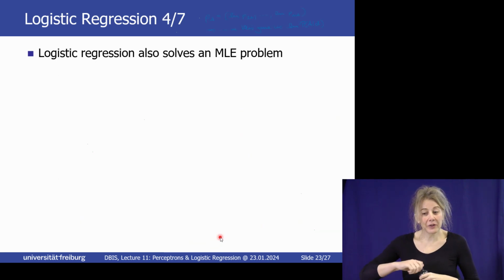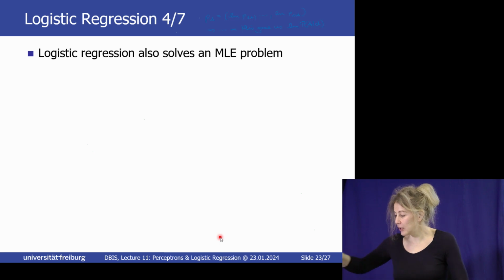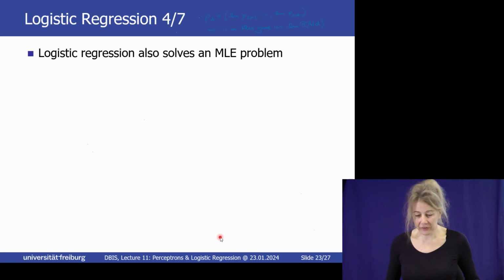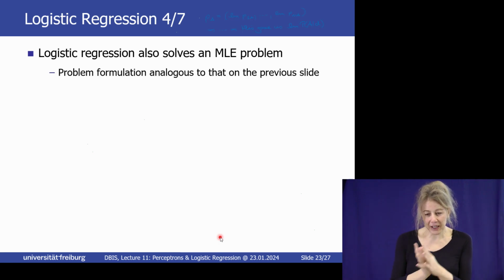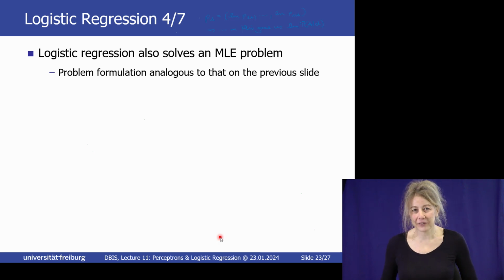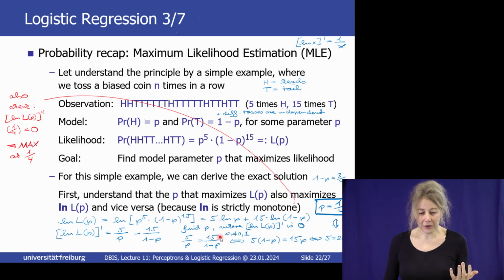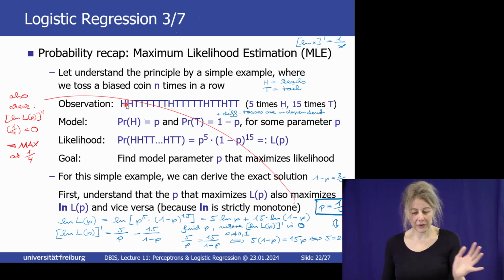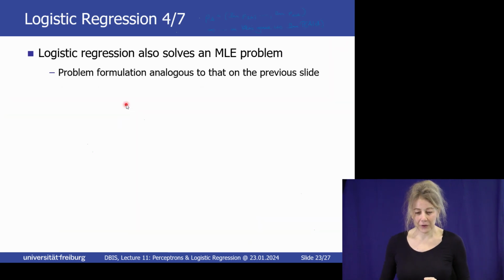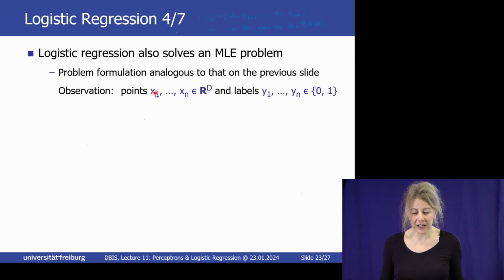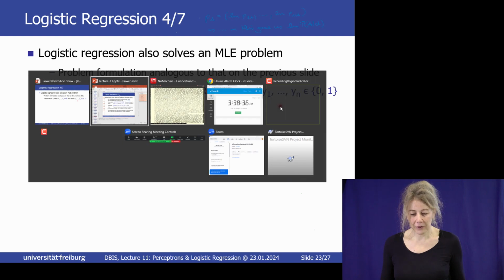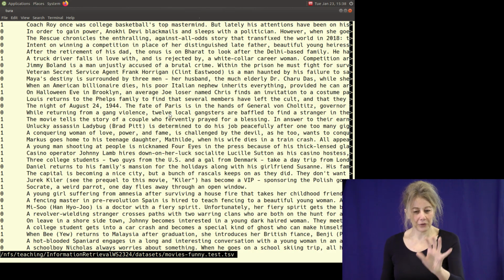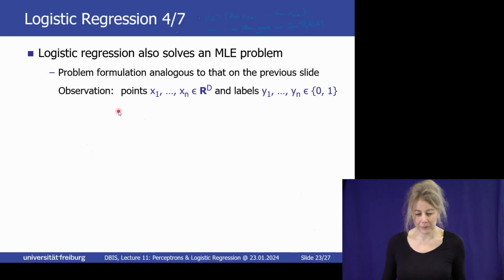So logistic regression also does this, and I'm trying to make it analogous to the previous slide so that it becomes clear. So here my observation was a sequence of coin tosses. Now my observation is I have my input points and my labels. This is my observation. So I'm getting these movie plots and labels with them.